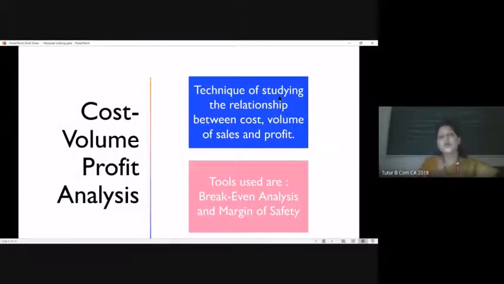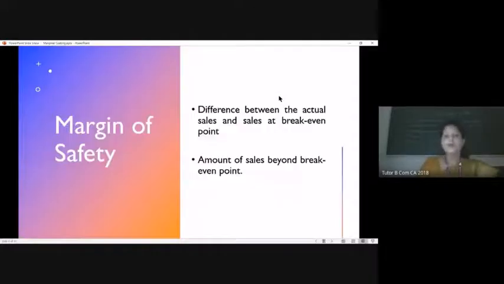So that is what we call CVP analysis, or cost, volume, profit analysis. It is the technique of studying the relationship between cost, volume of sales, and profit. Basically, in this context, we will be discussing two tools used to study that: break-even point and margin of safety. Now, margin of safety is the difference between the actual sales and sales at break-even point.